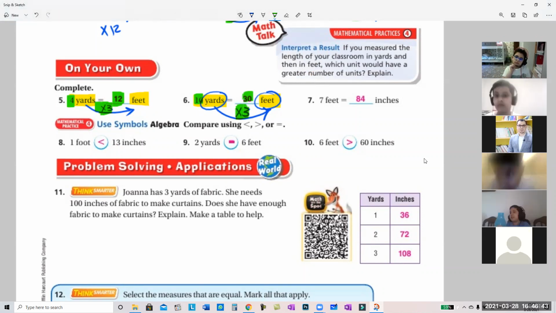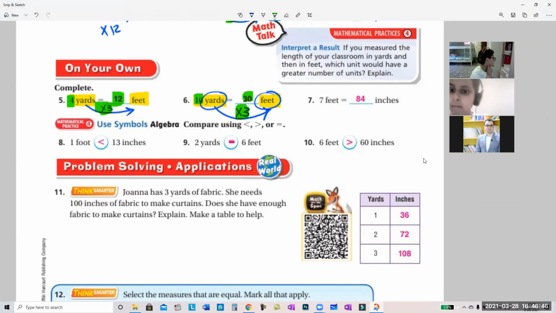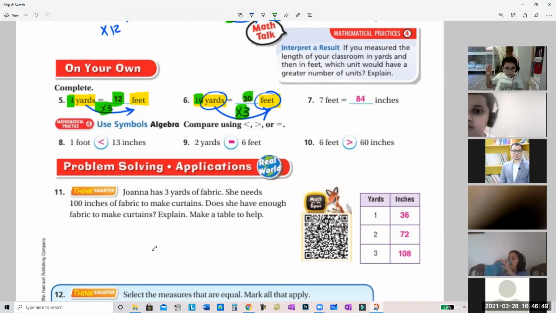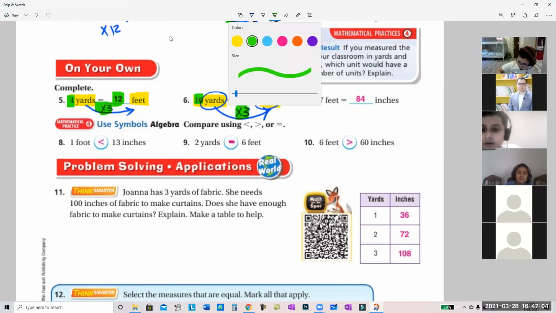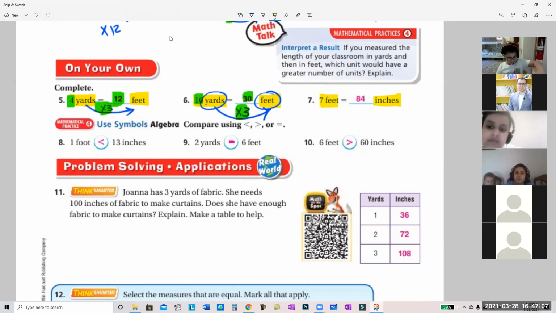Okay, the next one, I need someone to help here. I think Yahya will help after drinking. Yes, mister, you can drink. Okay, so we have here 7 feet equals how many inches? From feet to inch, we're gonna multiply by what? 12. Great. So 7 multiplied by 12 equals 84. Great. Thank you so much, Yahya. You're welcome.